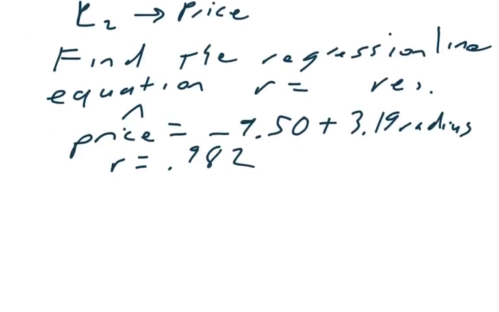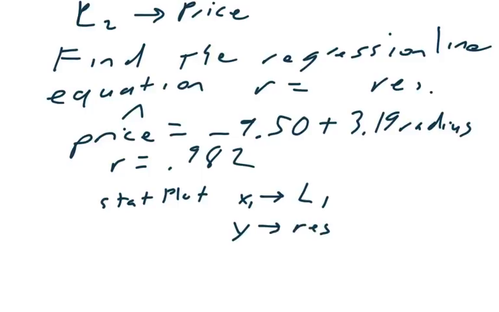And then go to your stat plot and make your x1 equal L1, and y is equal to the residual, and make your scatter plot, sketch it out, and don't forget to do zoom 9. And I clearly get something that decreases and then increases, so I get my smile.